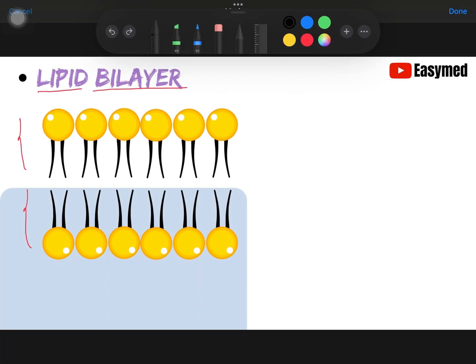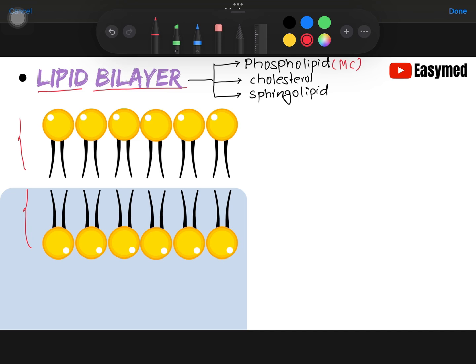So let's talk about the lipid bilayer. There are three lipids. One is phospholipid, second one is the cholesterol, and third one is sphingolipid. Phospholipid is the most common one, around 25%, whereas cholesterol is 13% and sphingolipid is about 4%. And let's talk about the phospholipid.